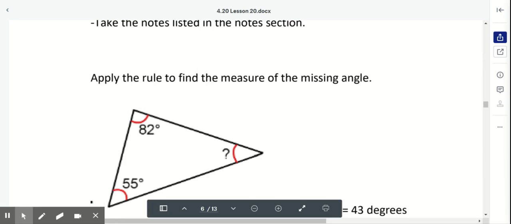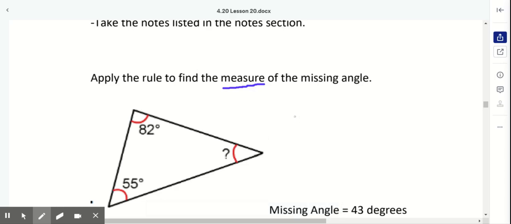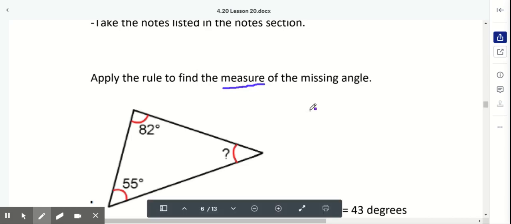Now that we know the rule, we're going to apply that rule to find the measure of this missing angle. In order to find the measure of the missing angle, we're going to have to do some work. Now it's not asking you what kind of triangle it is. It's asking you to find this measurement. It's really important that we don't try to do this math in our head, to make sure that we are doing our best work and we're not making silly mistakes. We have to show our work.